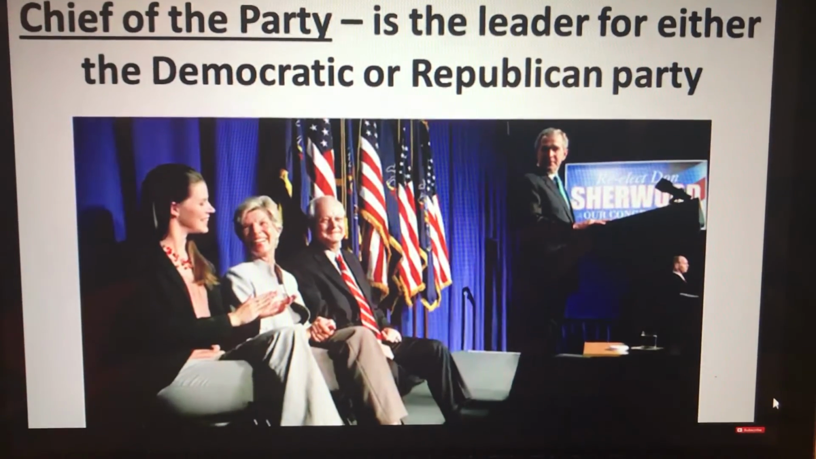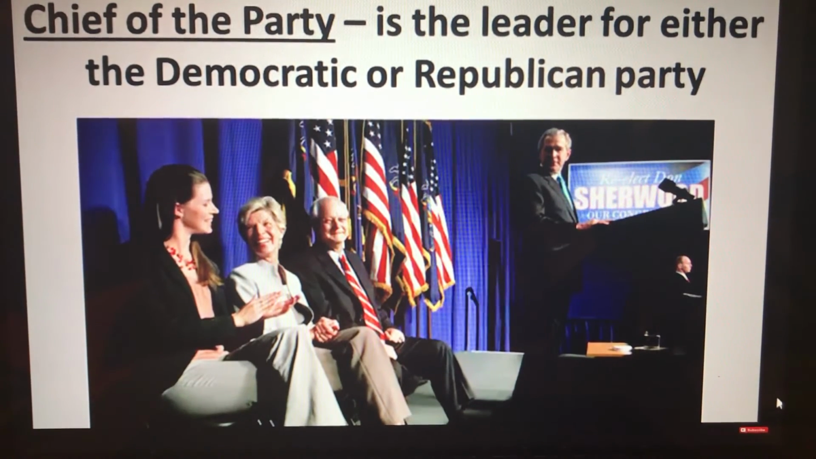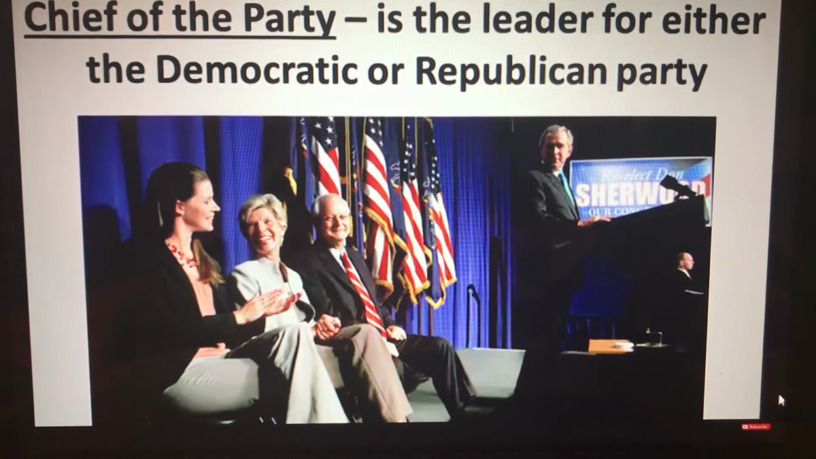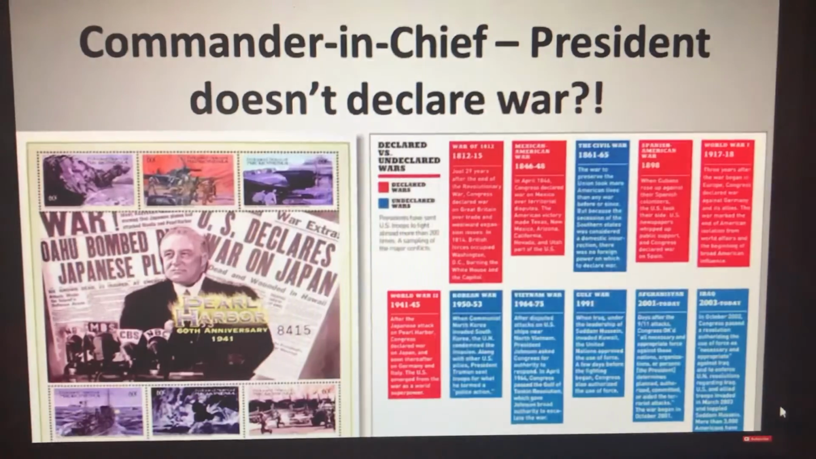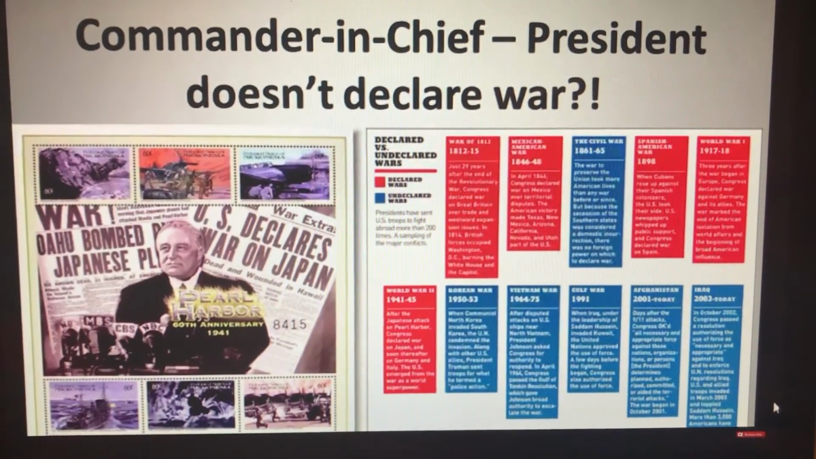Now, as chief of the party, the president is kind of the figurehead leader of whichever political party they are in. This often involves supporting fellow party members who are running for office, as we see former President Bush doing here. Finally, the role we already discussed, commander-in-chief, making the president the head of the military.